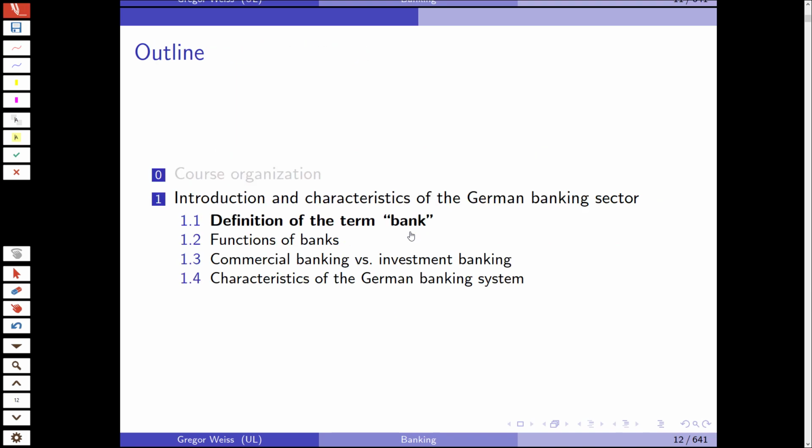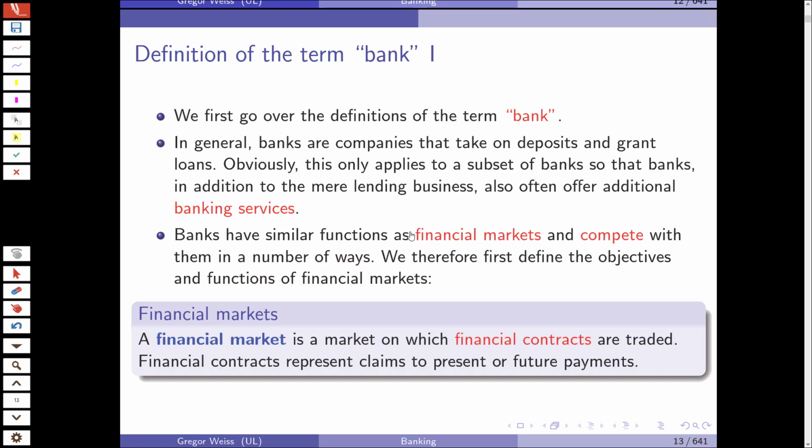Okay. Any questions so far concerning the course outline? Anything you need to know when it comes to the course organization? Okay, then let's start. What is a bank?